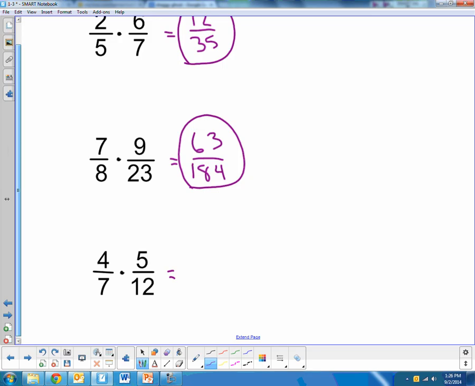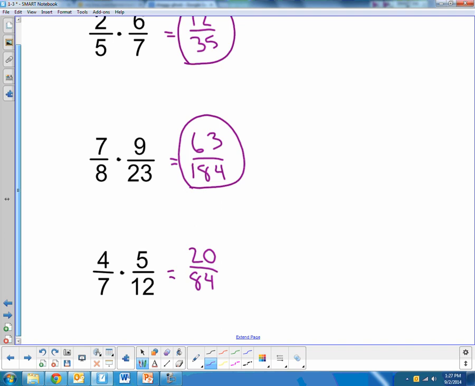And the last one here on this page, we've got 4/7 times 5/12. I'm going to multiply straight across again. I'm going to multiply the numerator times the numerator, denominator times the denominator. Do not cross multiply. Cross multiplying is with proportions. We'll get to that later in chapter 2. And so we're just going to multiply the numerators together. We're going to get 20. We're going to multiply the denominators together, and we're going to get 84.